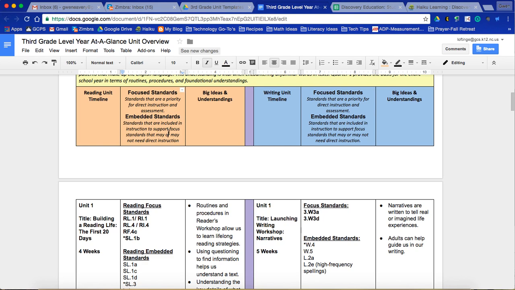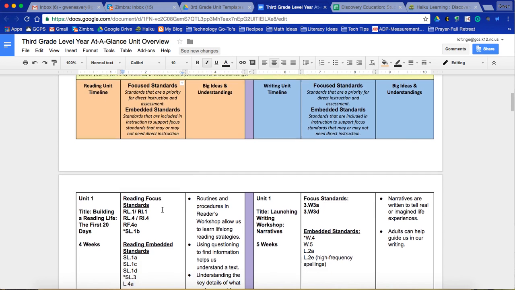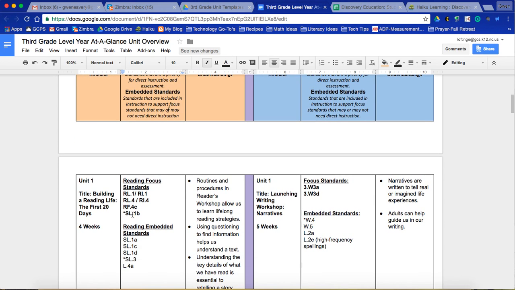Then you have embedded standards, and embedded standards are included in instruction to support the focus standards, and they may or may not need direct instruction. It just kind of depends on the standard. So for each unit, you'll have the focus standards identified, and they'll always be in bold. And then you'll have the embedded standards, which are not bold.